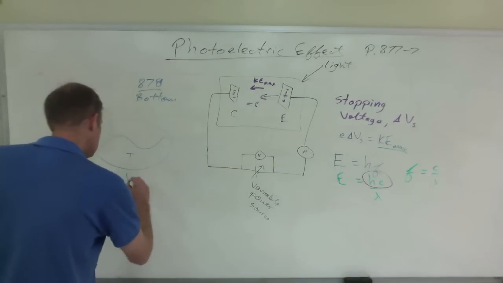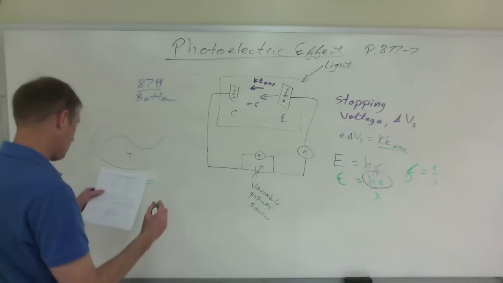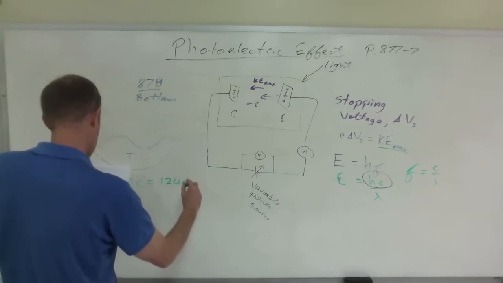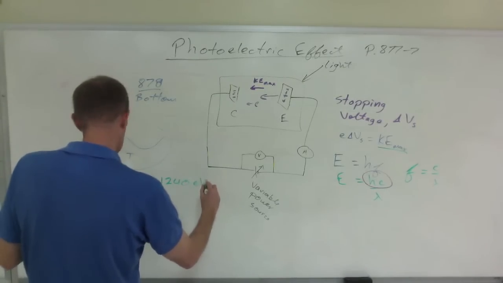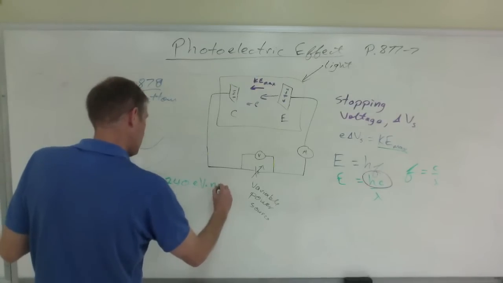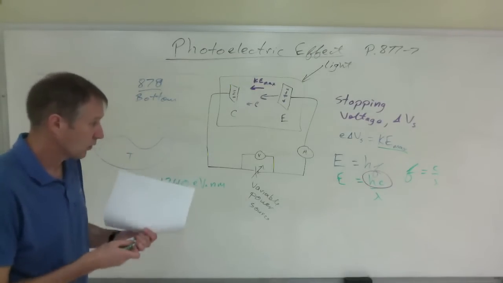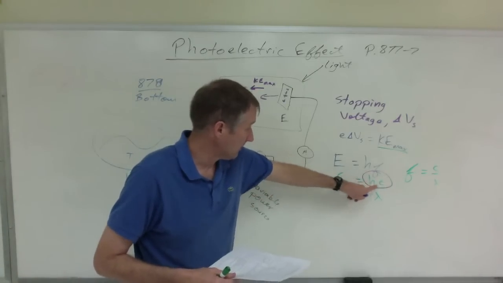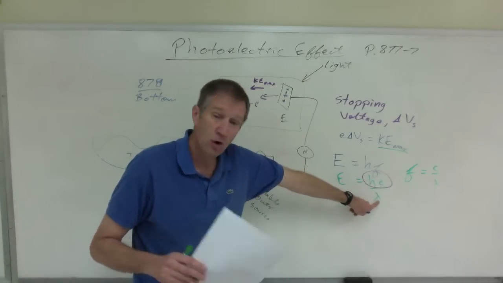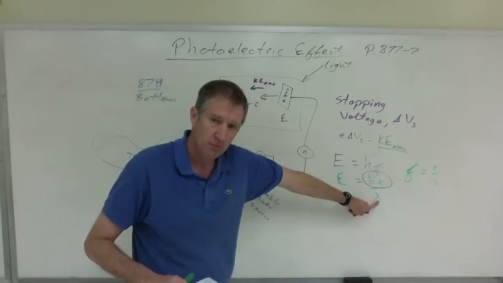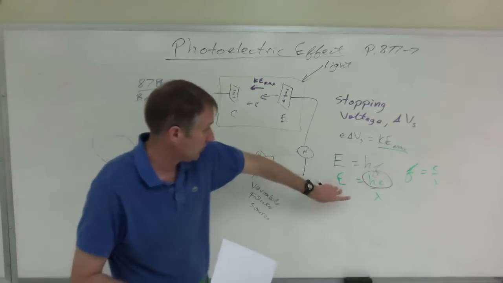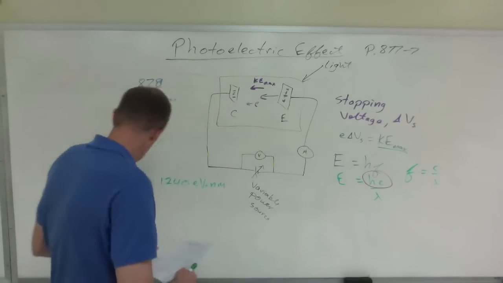So hc is 1240 electron volt nanometers. So when we are dealing with electron volts, that's 1240, the entire numerator. Your wavelengths will remain in nanometers. Do not convert them to meters because this is based on nanometers and electron volts. Your energies will be in electron volts.